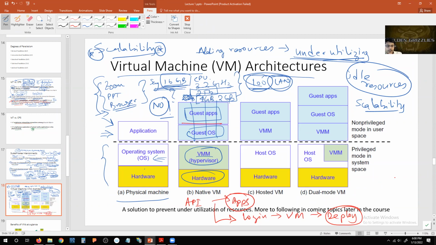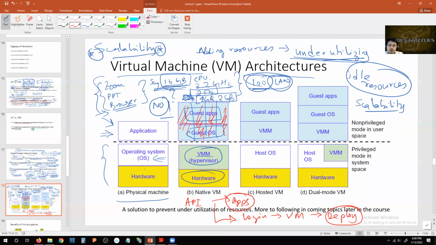Does everybody understand the question? Thumbs up, thumbs down. Could you repeat the question? So the question is, here you can see that we are running different guest apps, guest OS is there, and we are creating virtualized instances. So this could be one virtualized instance, this is one virtualized instance, one virtualized instance, and one virtualized instance.